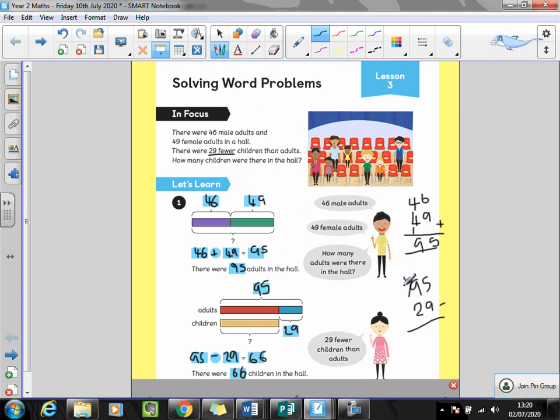So the 90 turns into 80, and the 10 transfers across to make 15 take away 9. Now the difference between 9 and 15 is 6. So we put the 6 there, and then we can do 80 take away 20, which is 60. Put our 6 there, and of course our 0 would go here. So we know there are 66 children in the hall.